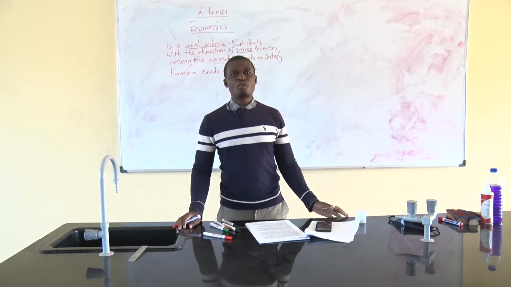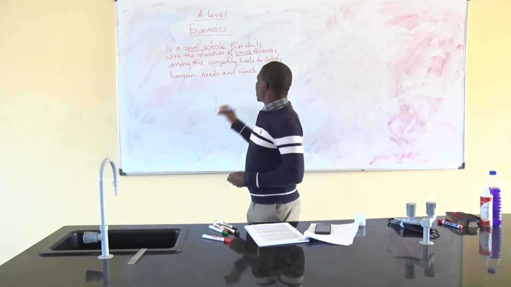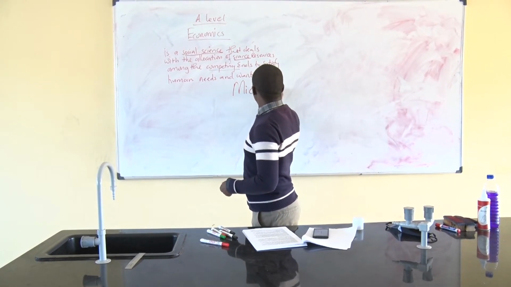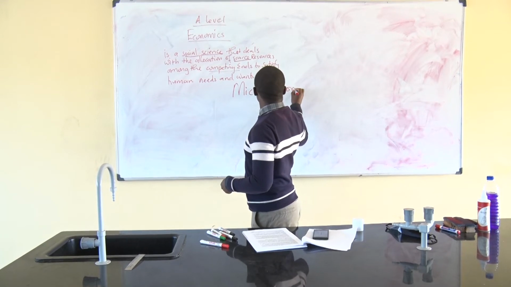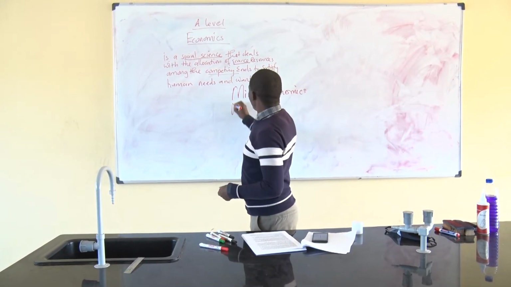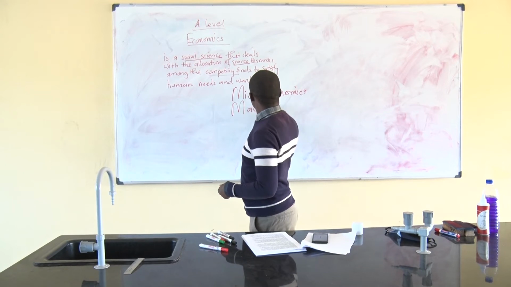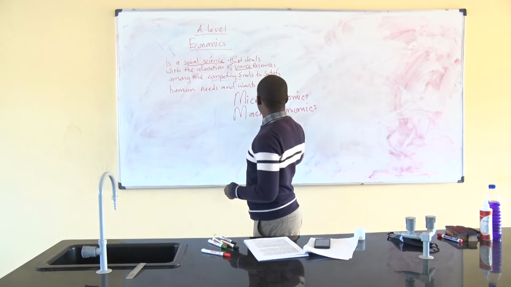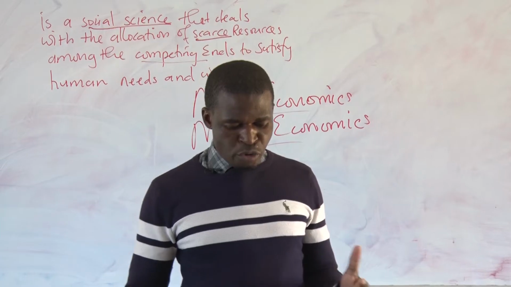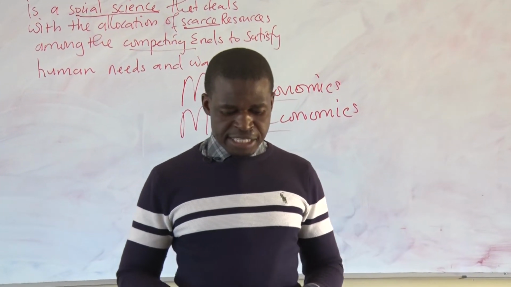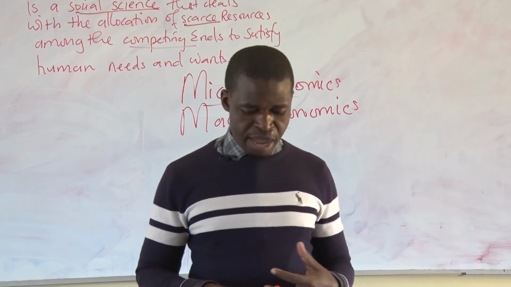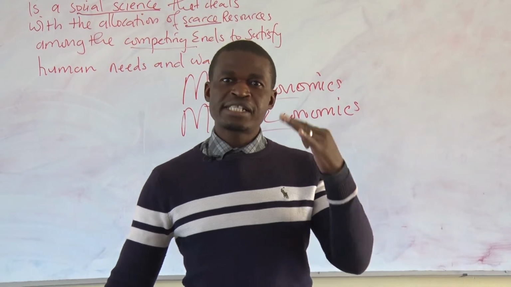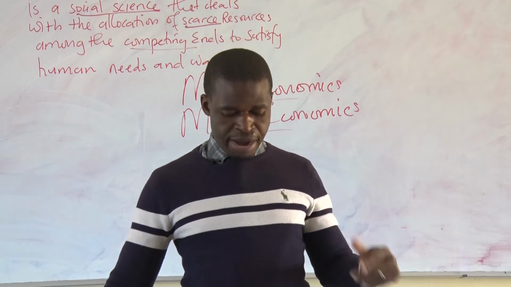We have 2 branches of economics, which are microeconomics and macroeconomics. In microeconomics, we deal with individual units such as a person, a household, a firm, or an industry. So in microeconomics, we deal with the rocks and the sands, but not the beach.